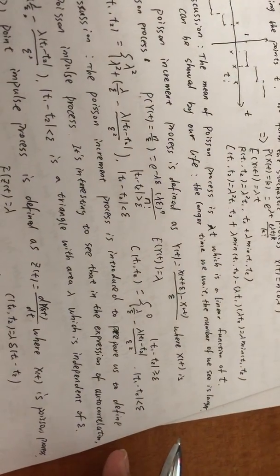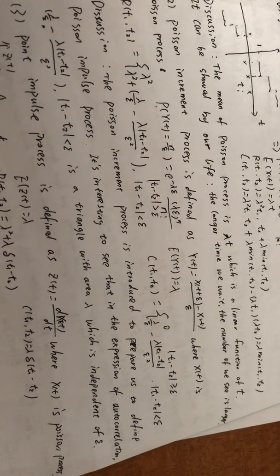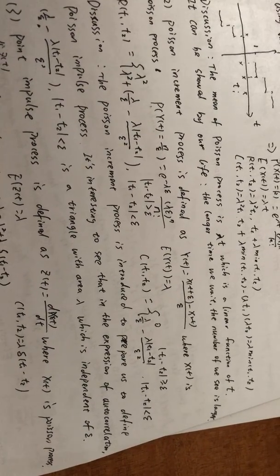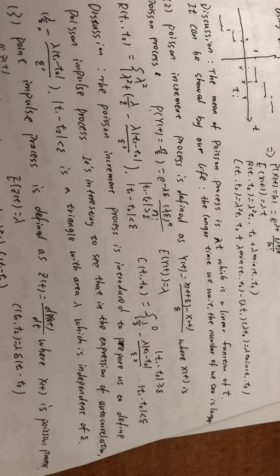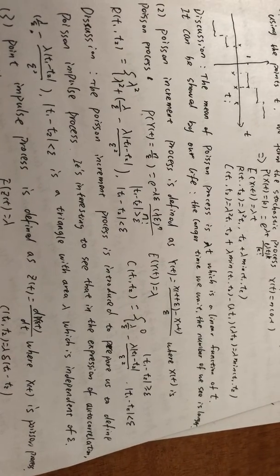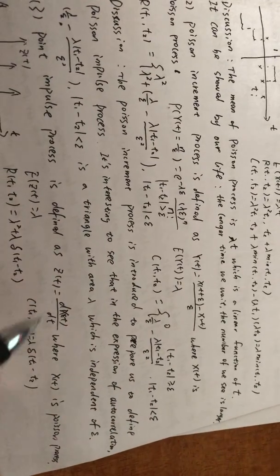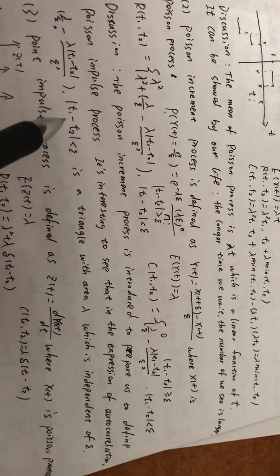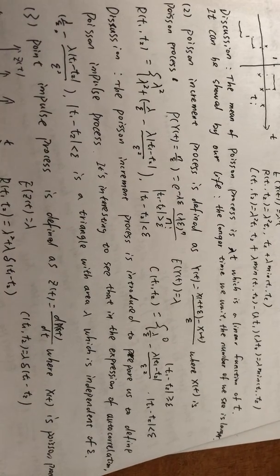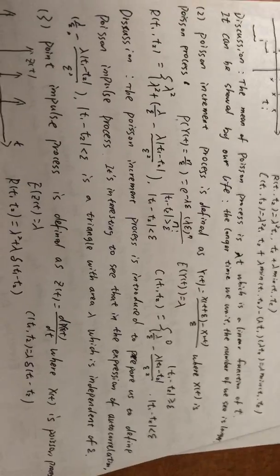autocovariance. For the discussion, this process is introduced to prepare us to define the Poisson impulse process. It is interesting to see that in the expression of the autocovariance, this function under this condition is a triangle with area gamma, which is independent of theta.